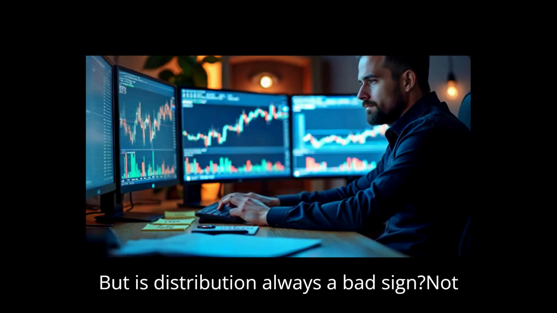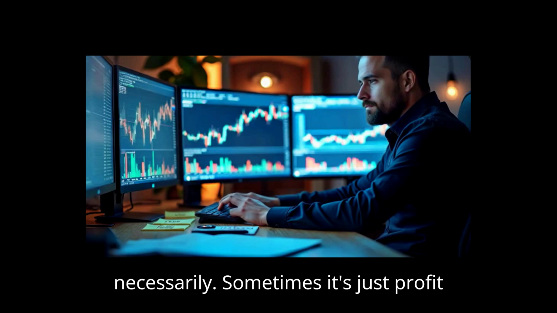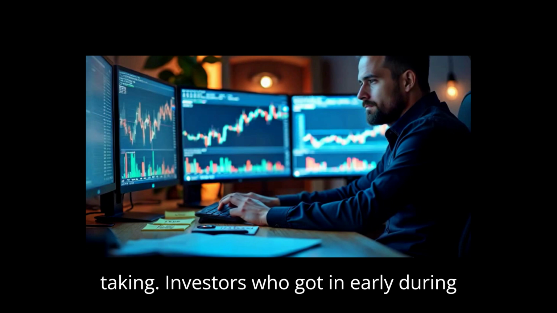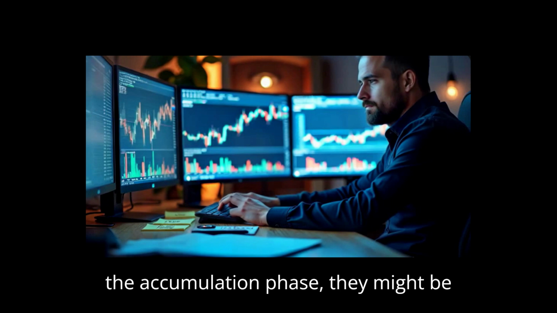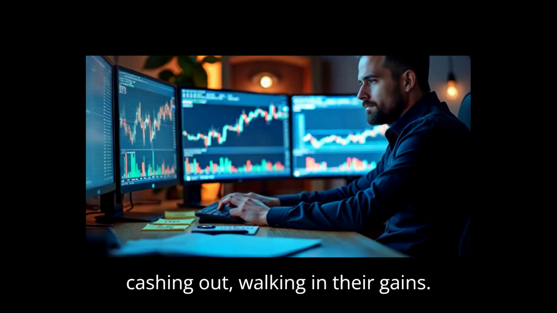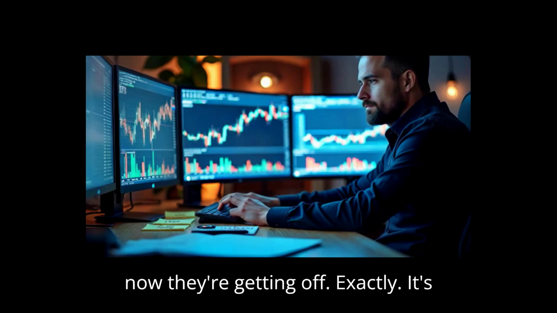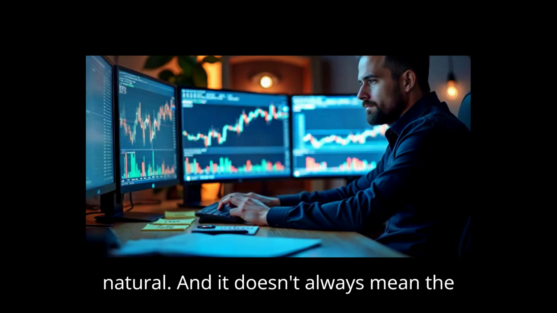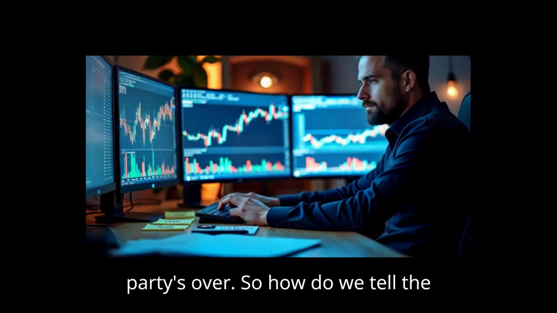But is distribution always a bad sign? Not necessarily. Sometimes it's just profit-taking. Investors who got in early during the accumulation phase might be cashing out, locking in their gains. Makes sense. They rode the wave up and now they're getting off. Exactly. It's natural, and it doesn't always mean the party's over.